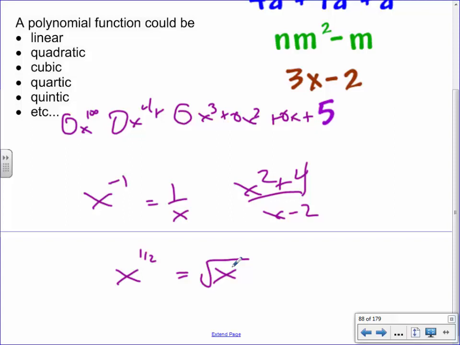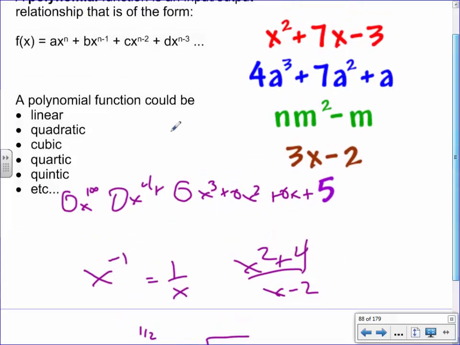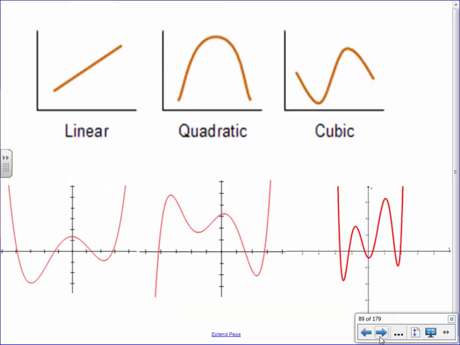Okay, so that actually ties in nicely to this little bit right here then. Your polynomials have to be whole number integers for what the exponents happen to be, from linears all the way up, basically. Right? So, okay, here's some pictures of some basic graphs.